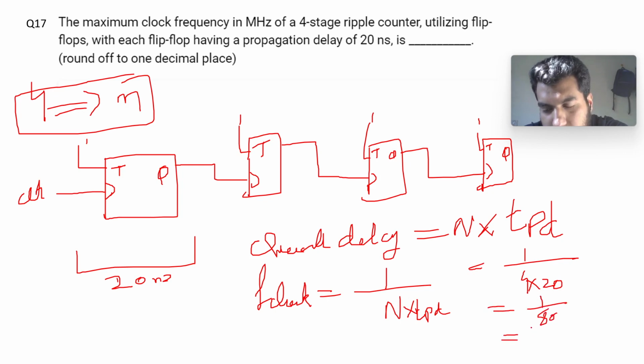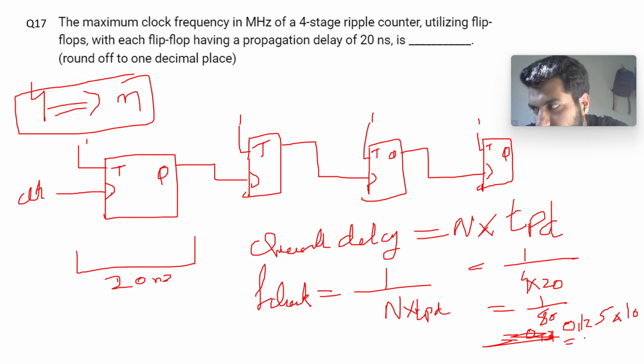It will be 1 by 8, 0.125 into 10. So 1 by 80 is how much? 1 by 80.